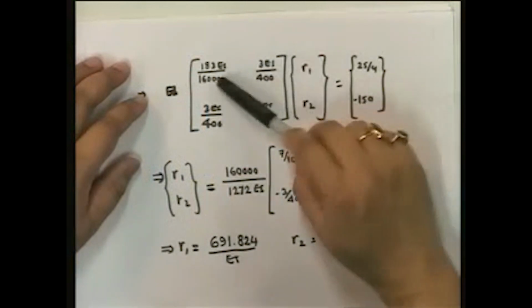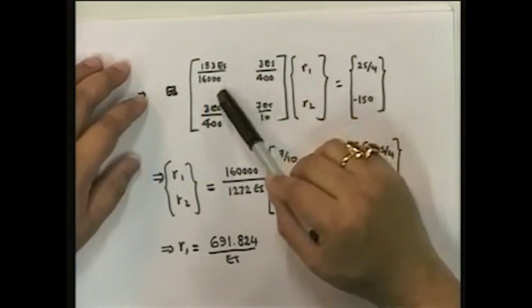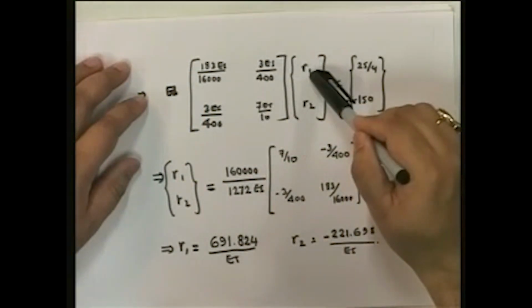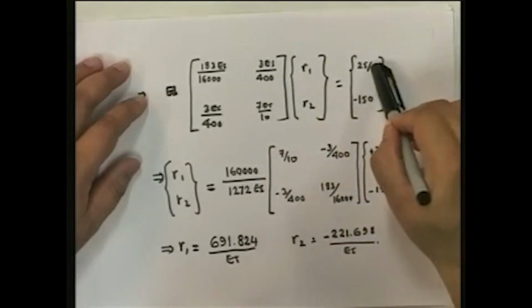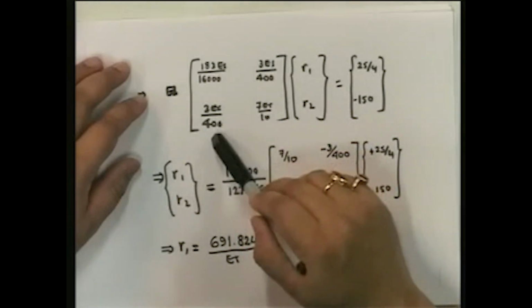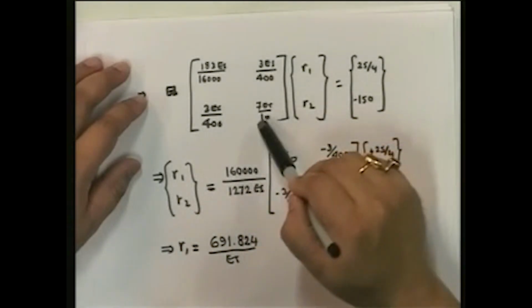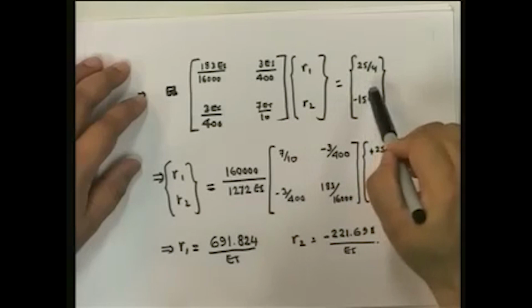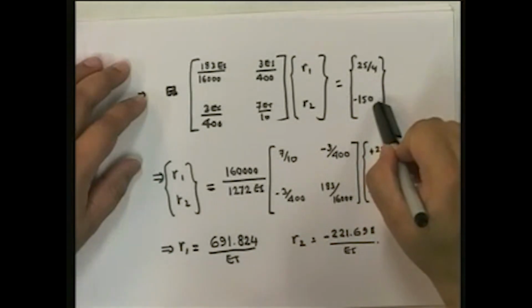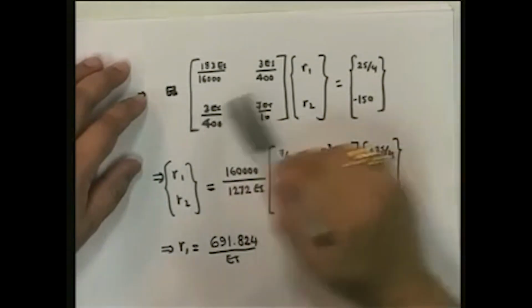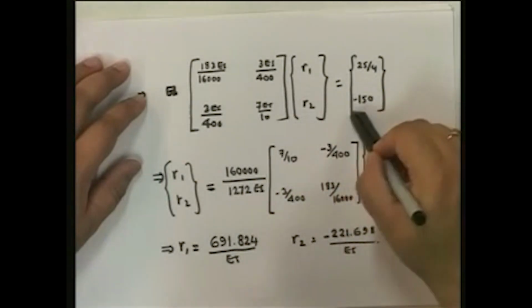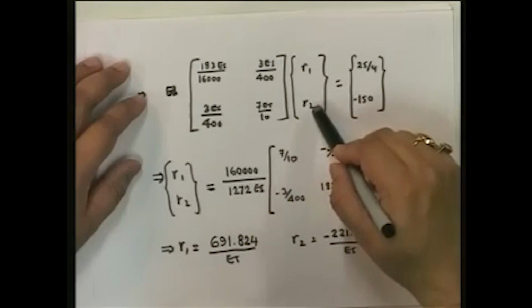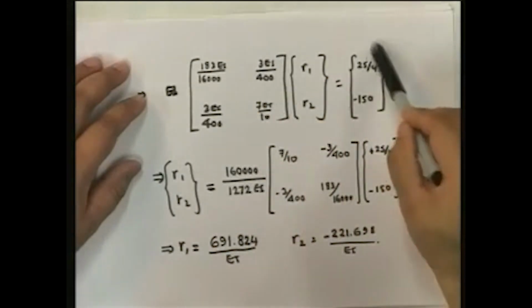This is my first equation, which is 183 EI upon 16,000 R1 plus 3EI upon 400 R2 is equal to 25 by 4. And the second one is 3EI upon 400 R1 plus 7EI upon 10 R2 is equal to minus 150. So I've written these equations in matrix form just to be able to solve it, and therefore R1 and R2 will be the inverse of this into this.